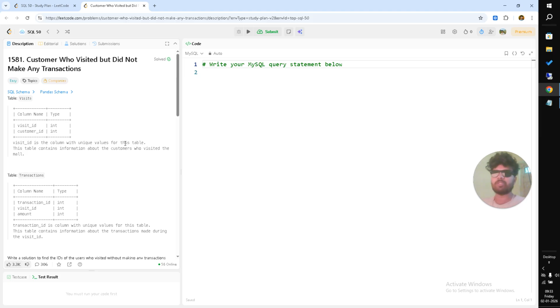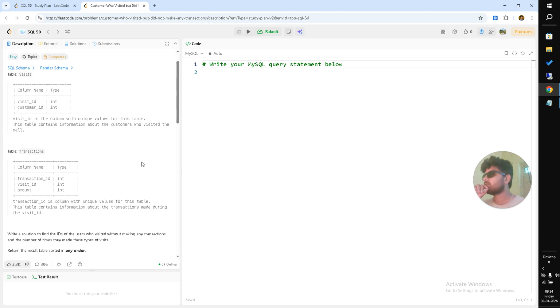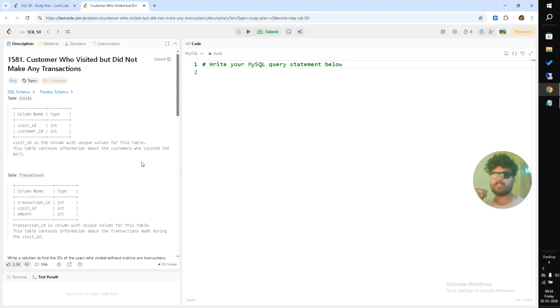So this is one of the questions from SQL 50. Number is 1581, Customer Who Visited but Did Not Make Any Transactions. As you can see, this is an easy LeetCode SQL question. So let's start to solve it.